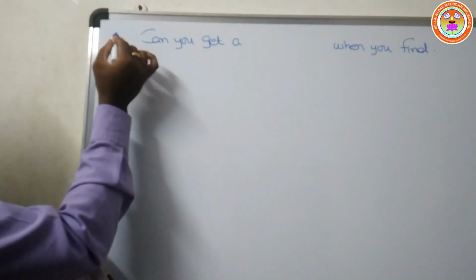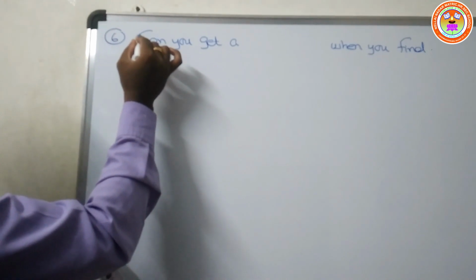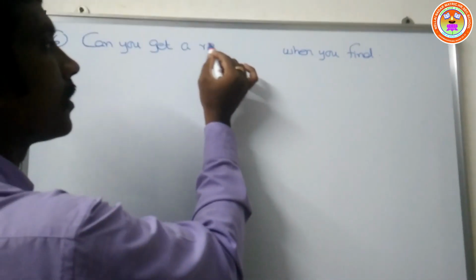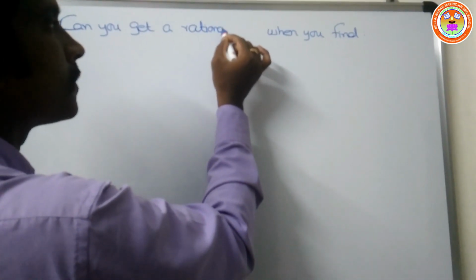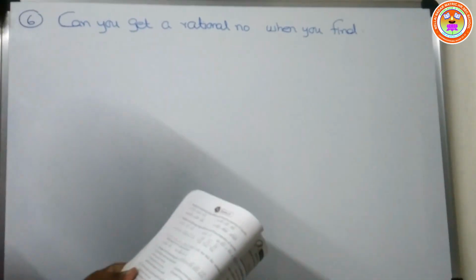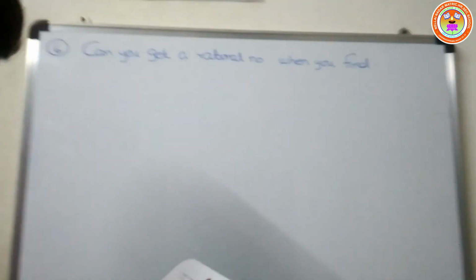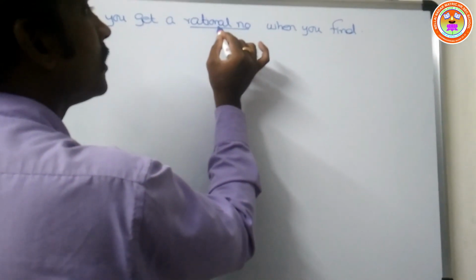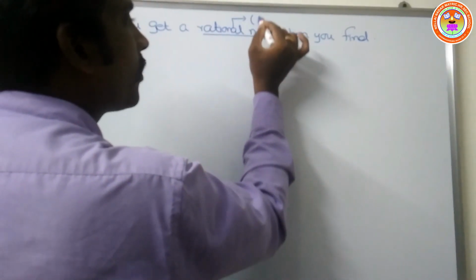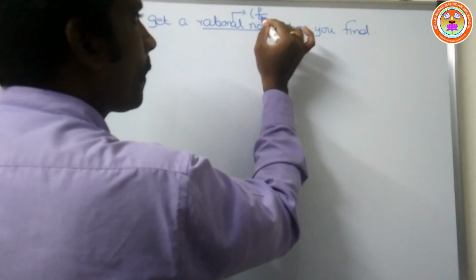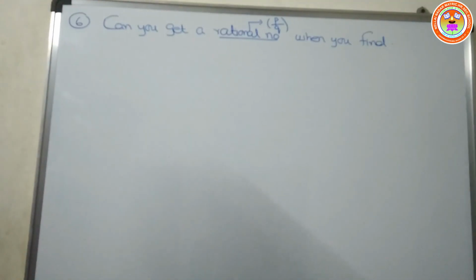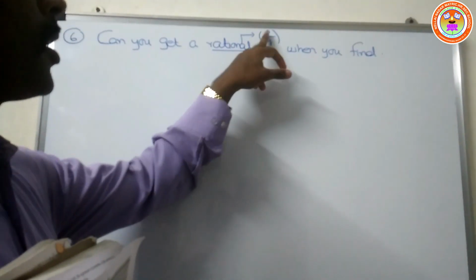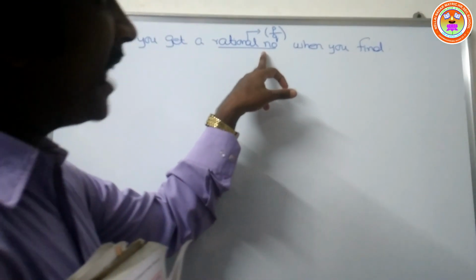I am going to the 6th Roman letter. Can you get a rational number when you find? Now, what is the meaning of a rational number? A rational number is in the form of p by q. A rational number is nothing but a fraction.